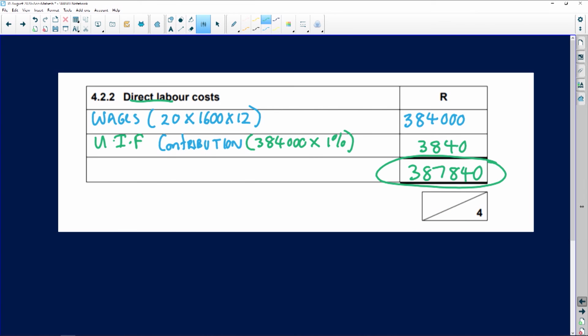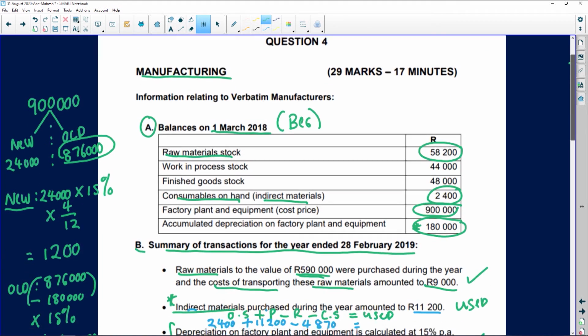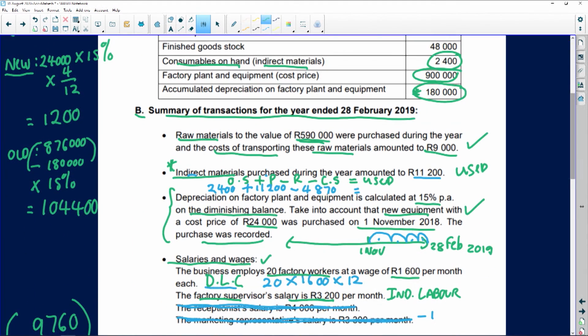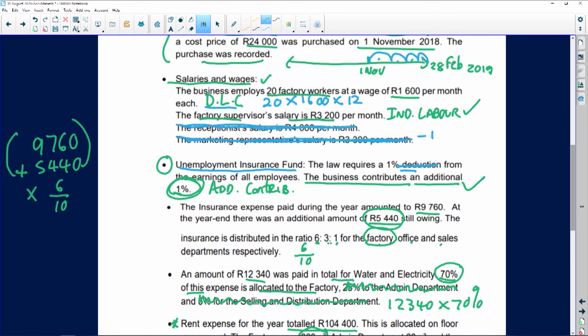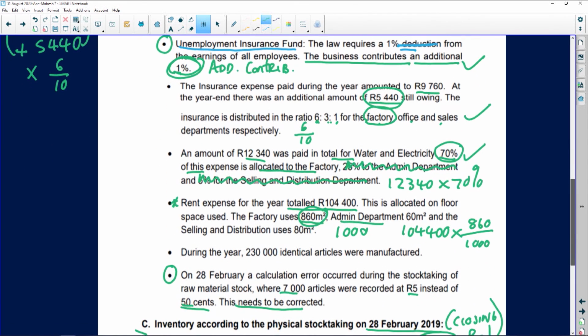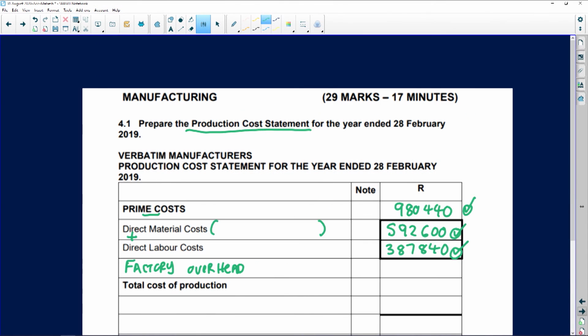I think that covers all our factory overhead costs. I'm just going to quickly make sure that I didn't leave anything out, and all we've got to do now is total. That's basically it. So I dealt with this bit, and I've obviously dealt with indirect labor a few seconds ago. UIF is sorted, insurance is sorted, water and electricity, rent sorted. This is just additional information that I actually don't need. So I've obviously taken into account all my adjustments.